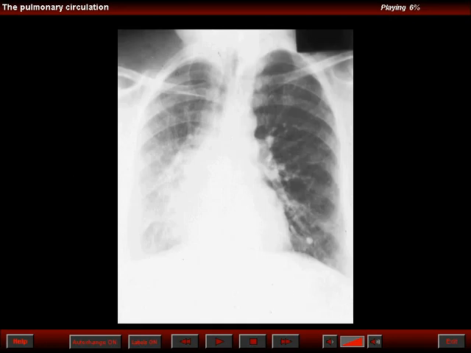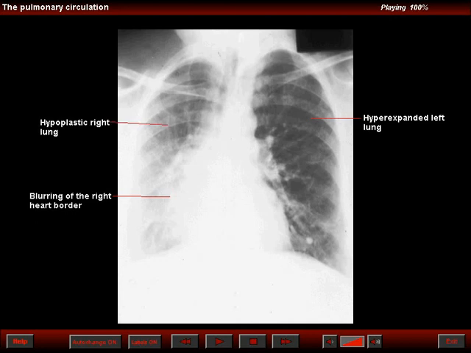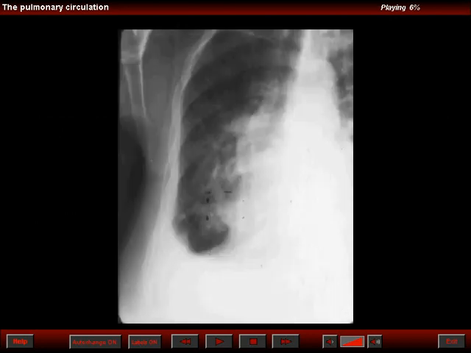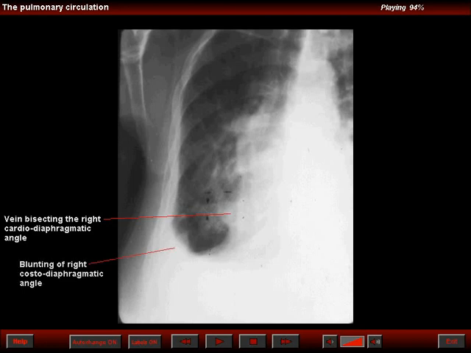This is a frontal view showing some dextroposition of the heart with indistinctness of the right heart border. That should make one suspect that there is either middle lobe disease or that there is a hypoplastic middle lobe with fat next to the right heart border. The left lung appears hyperexpanded, the right lung is hypoplastic. A close-up of the right hemithorax shows a large draining vein that bisects the angle between the right heart border and the diaphragm. Note that there is a blunting of the right costodiaphragmatic angle.